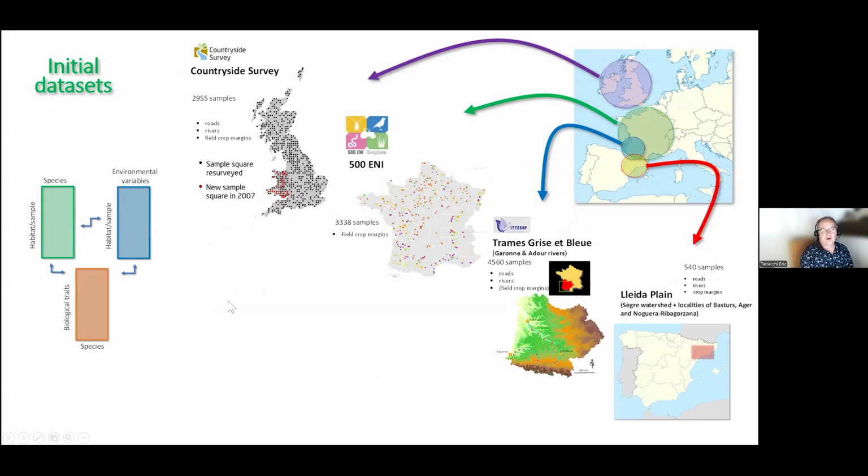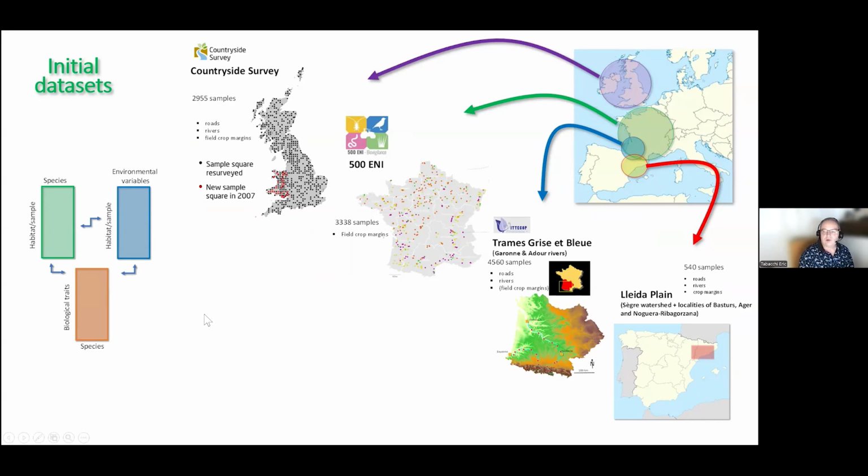The first task of our project was to build a database. This database includes species, of course, locations, of course, but also environmental variables and biological traits. So we constructed this database from 4 distinct data sets. These data sets were organized from south to north in the western part of Europe.